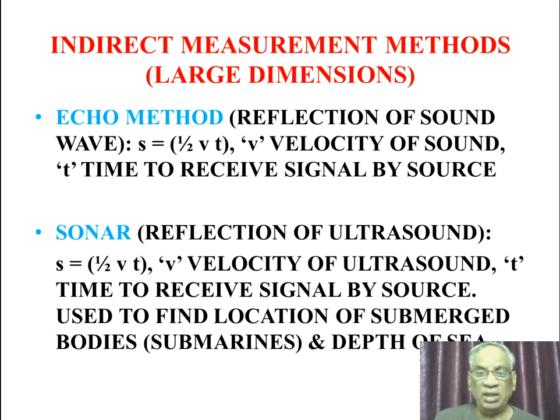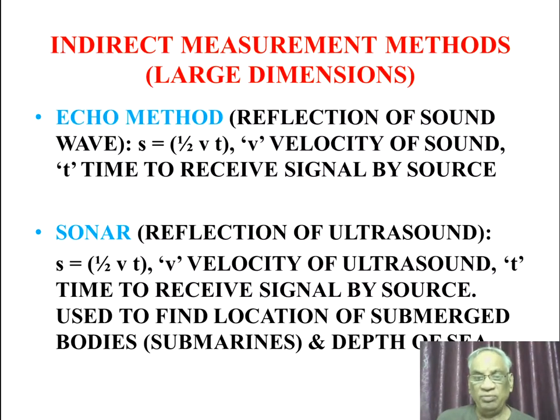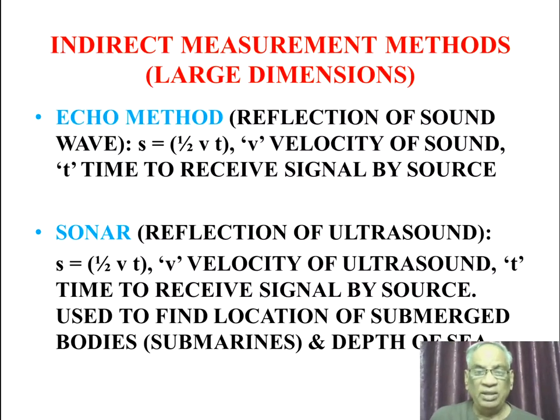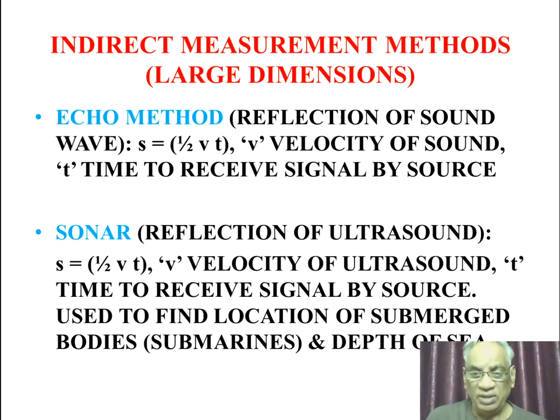So here you can use the echo method first. That is, sound waves are produced in front of the object which is very far, which you cannot access, like a mountain, cliff or something like that. There you can stand in front of that and give a clap, then the sound waves travel towards the cliff and come back to you and you hear an echo. So the sound travels at the speed of sound, and it travels twice the distance between the source, the person who is making the sound, and the cliff.